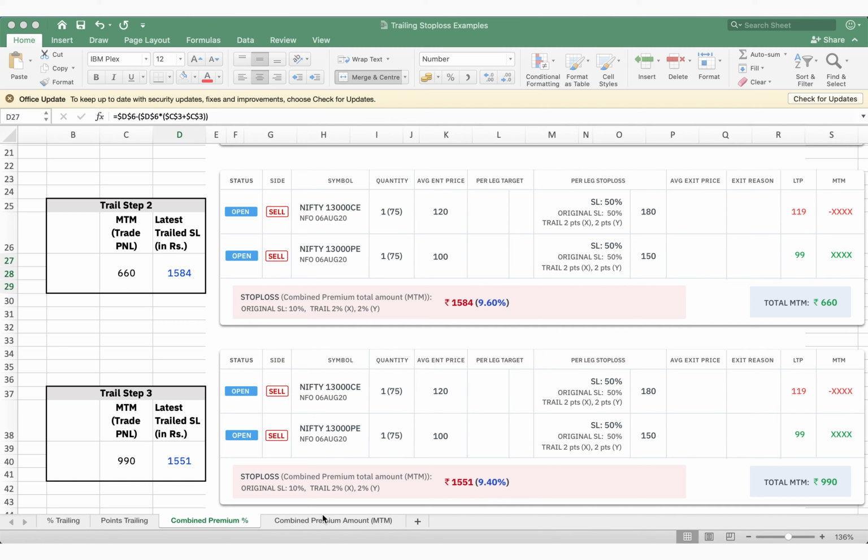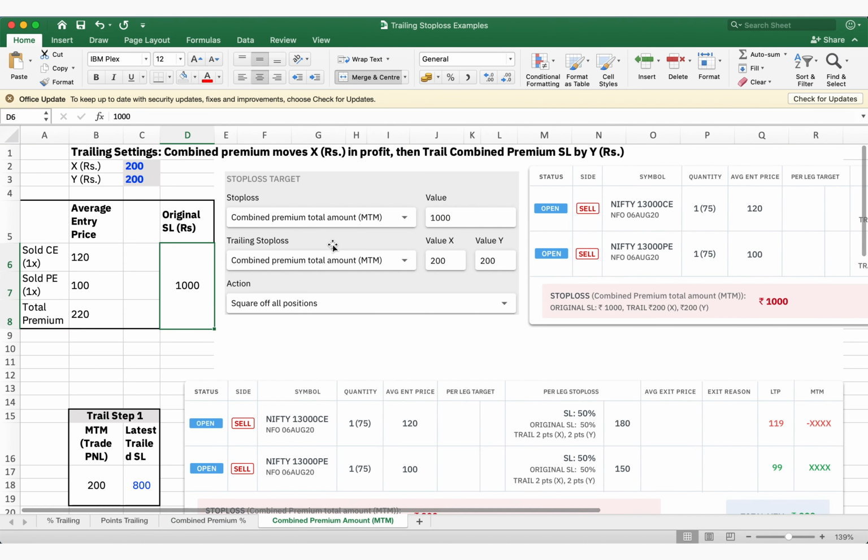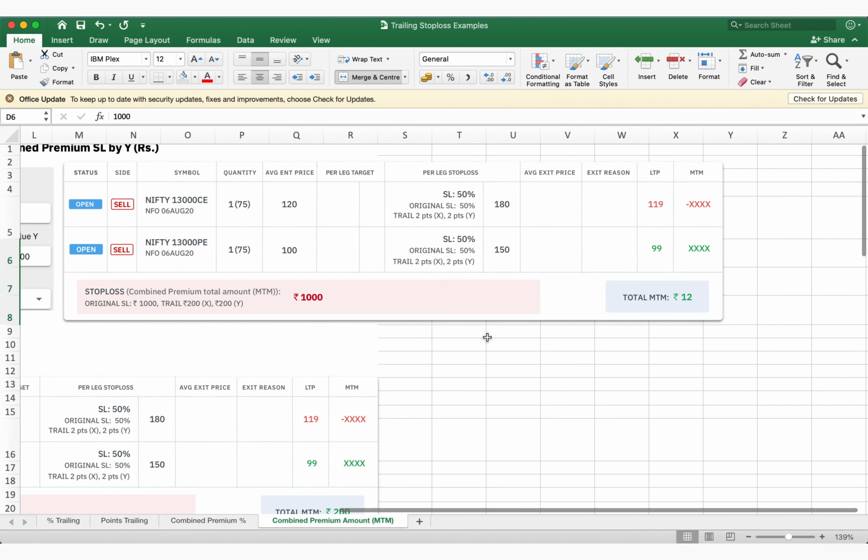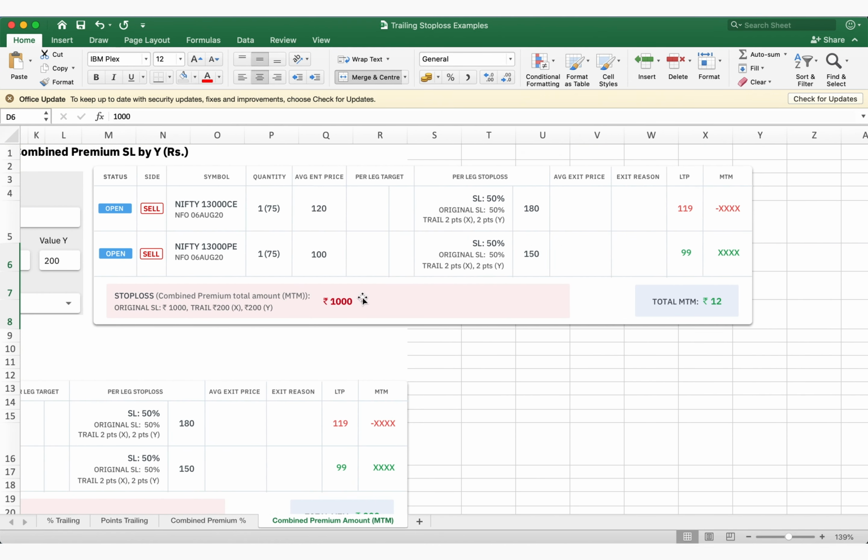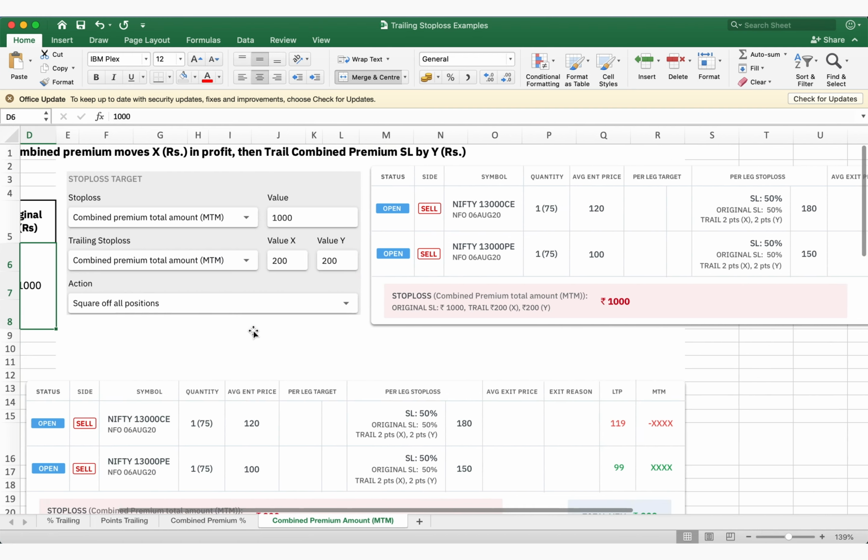Let's look at one last example where the trailing stop loss and the stop loss is given on the combined premium in total amount or MTM. On your dashboard, you have configured your stop loss on combined premium where the stop loss is 1000 rupees and the trailing stop loss is also mentioned in rupees where X is 200 rupees and Y is 200 rupees. As soon as the positions are taken, you can see on your dashboard the average entry price, you can see your combined premium stop loss of 1000 rupees, and you can see your trailing settings where X is 200 rupees and Y is 200 rupees.